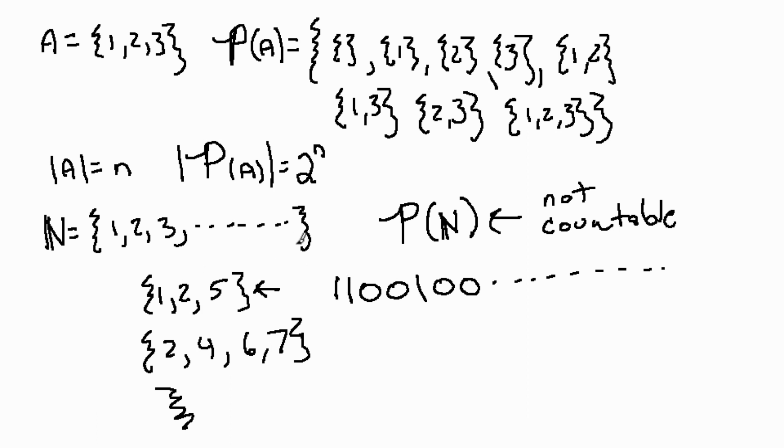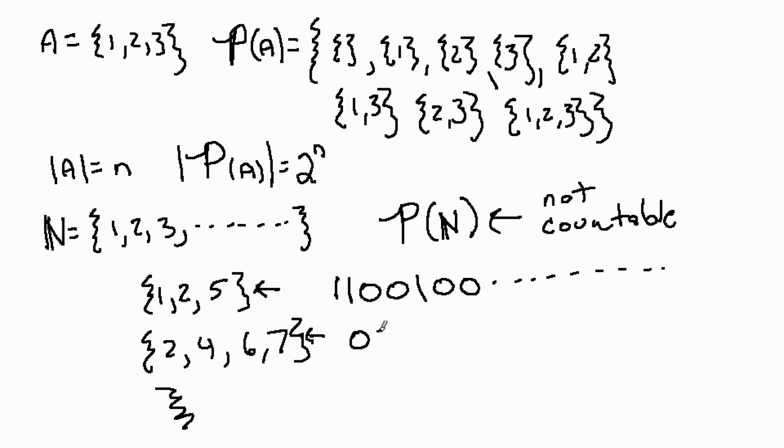1 is in that set, so I set the first digit here to 1. 2 is in that set, so I set the second digit to 1. 3 is not in the set, so I set this third position to 0. 4 is not in the set, so I set the fourth digit to 0. 5 is. There's my 5. There are no other elements in the set. So this element right over here looks like the following.